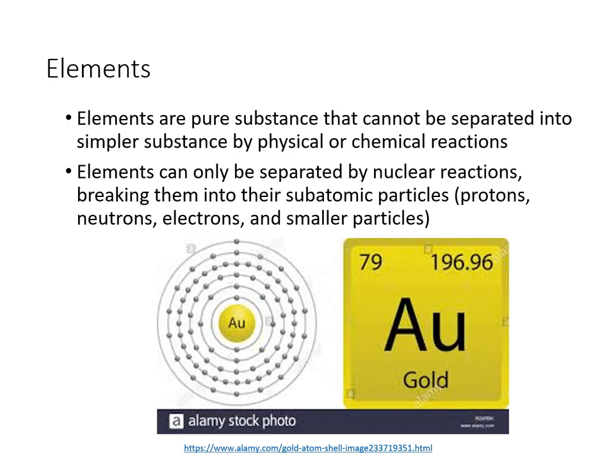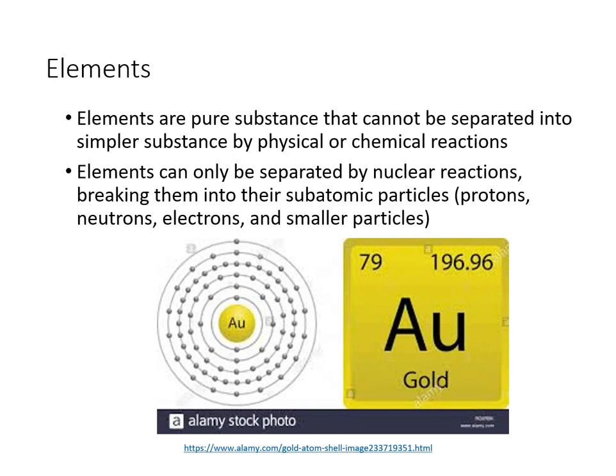Elements are pure substances that cannot be separated into simpler substances by physical or chemical reactions. Elements can only be separated by nuclear reactions, breaking them into their subatomic particles like protons, neutrons, electrons, and smaller particles. Let's say that we wanted to look at a brick of gold. Each atom inside of that brick of gold would all be the same.